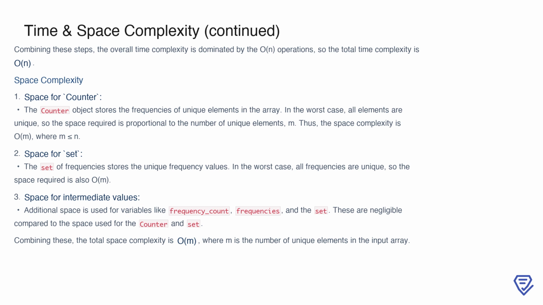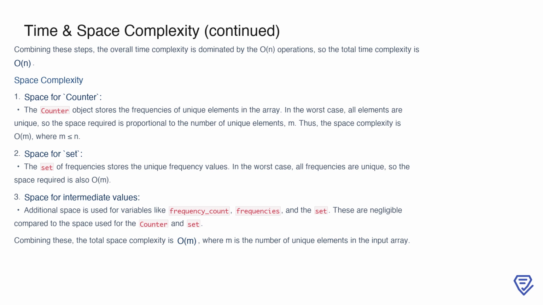Now, let's look at the space complexity. The first major contributor is the Counter object, which stores the frequencies of each unique element in the array. In the worst case, every element in the array is unique, so the space required is proportional to the number of unique elements, m. This gives a space complexity of O(m), where m is less than or equal to n. Next, the set used to store unique frequency values also requires space proportional to the number of unique frequencies. In the worst case, if all frequencies are distinct, this again requires O(m) space.